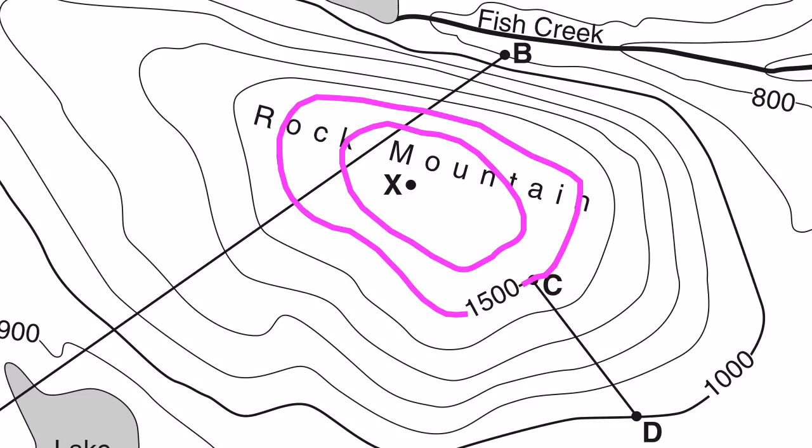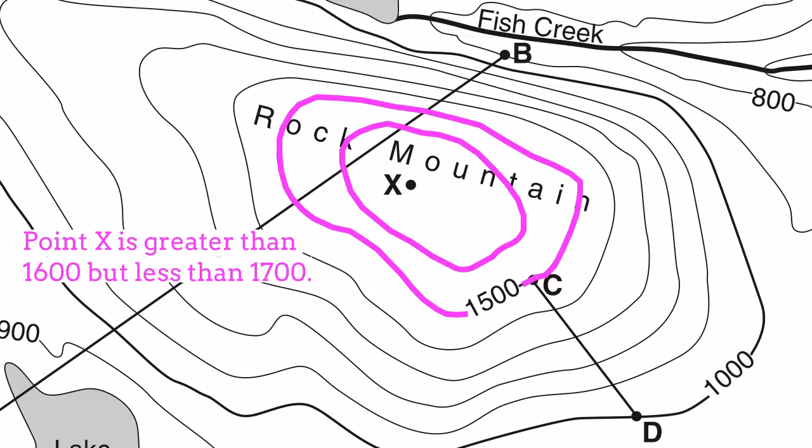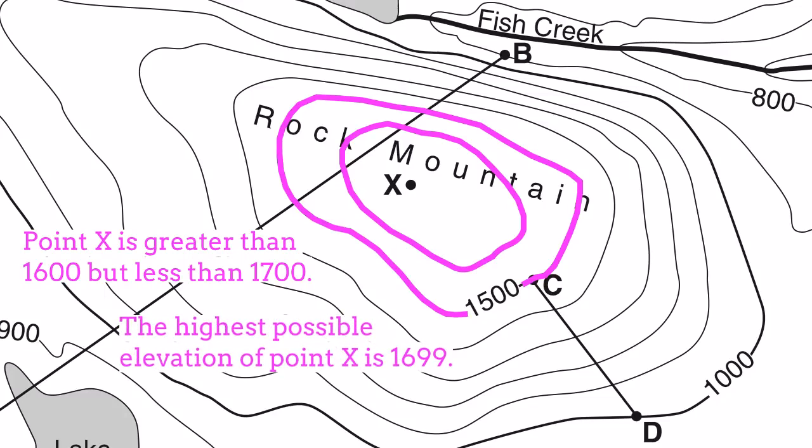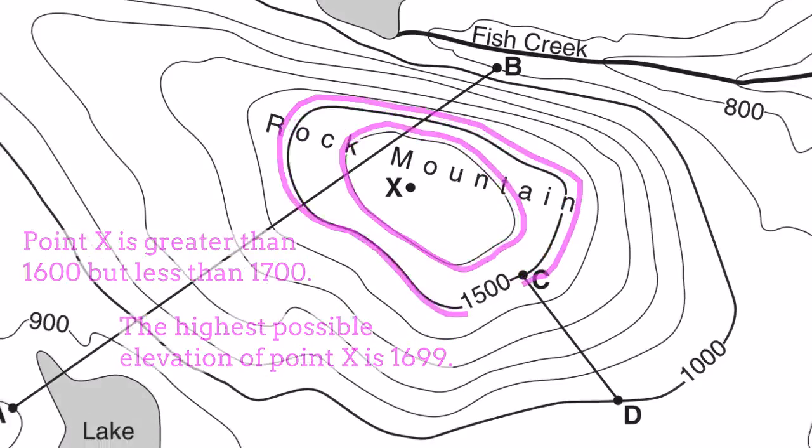But notice there's no 1700 line. So what that means is that point X is greater than 1600, but less than 1700. So if I were asked what the possible elevation of X is, any answer between 1600 and 1700 would be fine. But what if I were asked what's the highest possible elevation of point X? Well, with that in mind, greater than 1600 but less than 1700 means that the highest possible elevation of X would be 1699.